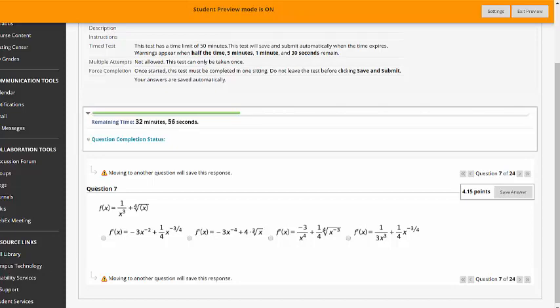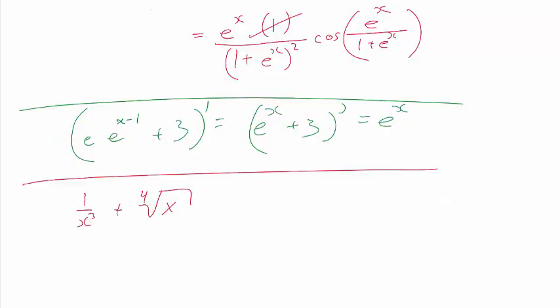Alright, so what I'm testing on this one is to make sure you know how to work with exponents. So let's go ahead and write this one out. Again, we're taking the derivative of this guy. Go ahead and rewrite everything in terms of exponents. So this becomes x to the negative 3 plus x to the 1/4 power. Beyond that, just use the power rule.